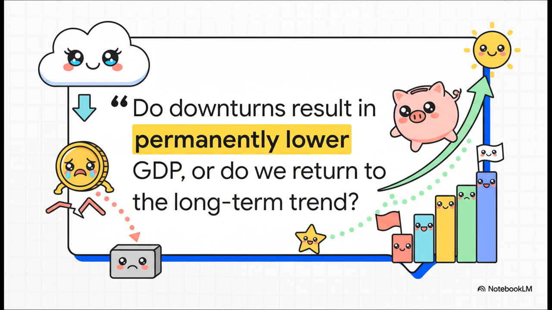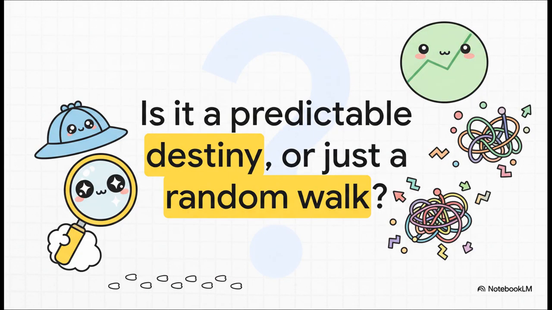See, if GDP has a unit root, it means a severe recession permanently lowers our economic potential. We never get back to where we would have been. But if GDP is just trend stationary, it means we always bounce back. The answer to that question completely changes how we should respond to an economic crisis. So, the crucial point here is this. What looks like a clear path forward might just be the result of a long series of random steps.